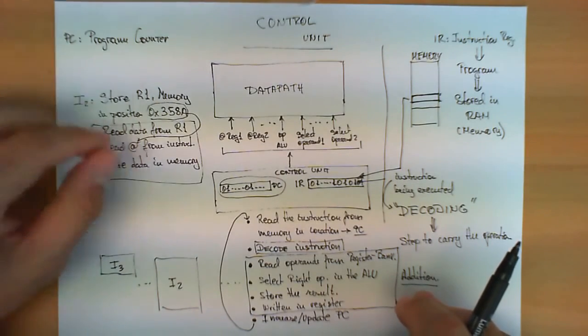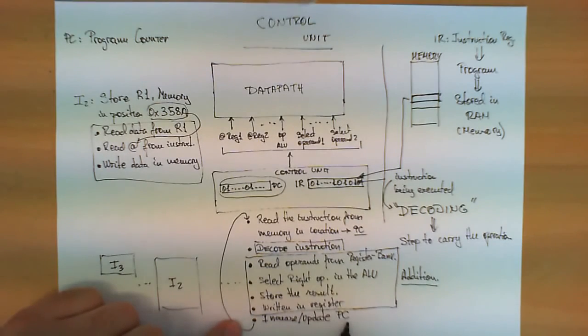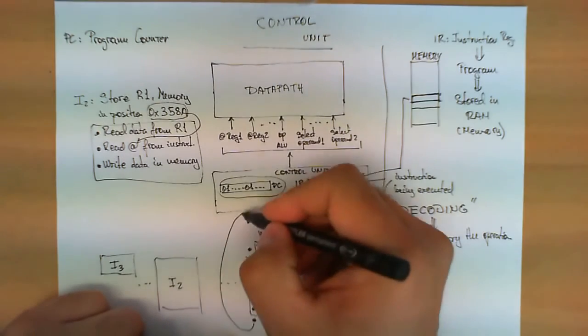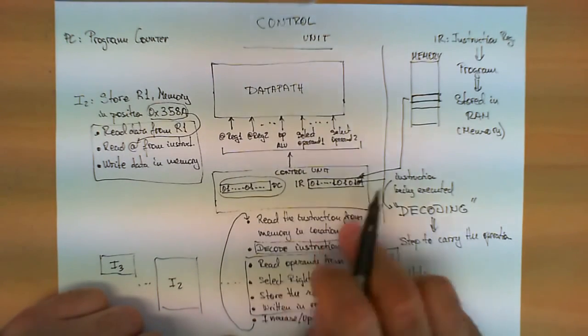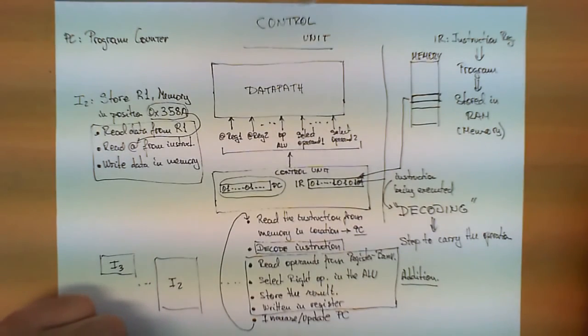Once this instruction is executed, this loop continues. We increase and update the PC, and the control unit goes again to read instruction from memory in the location pointed to by the PC, and this loop repeats itself forever.